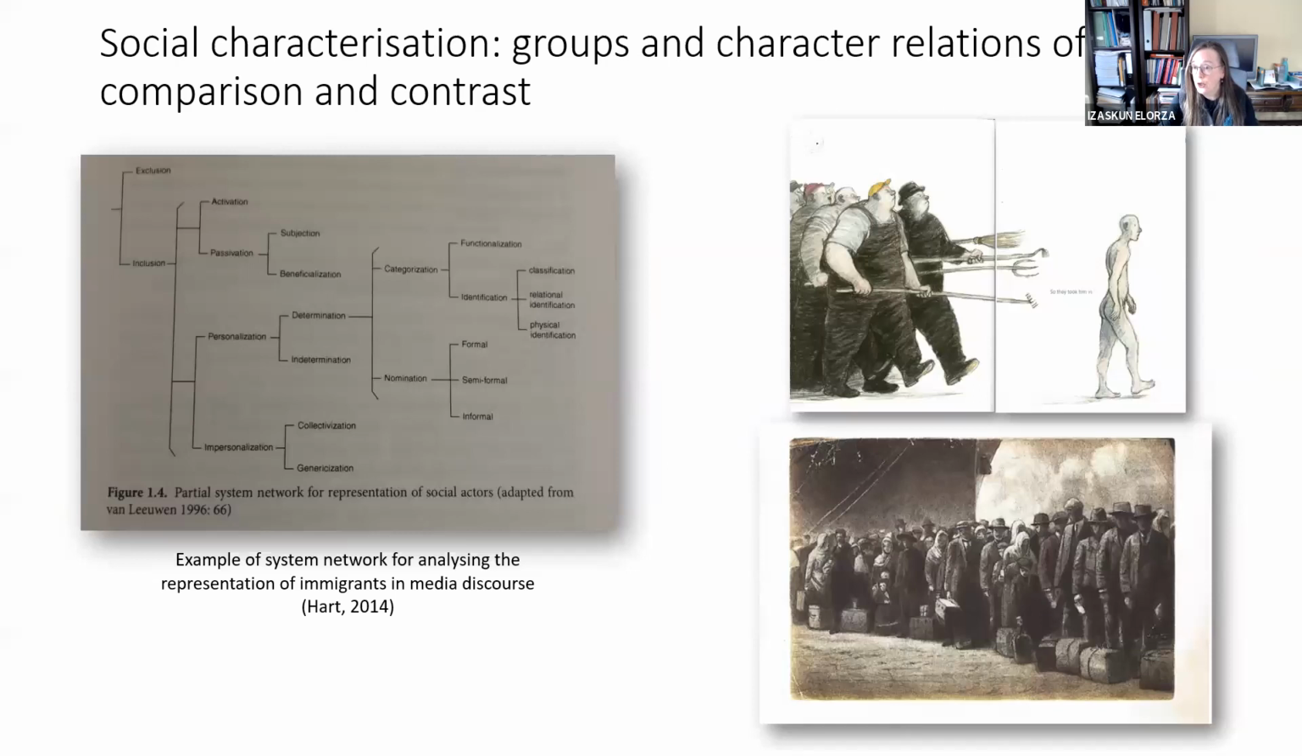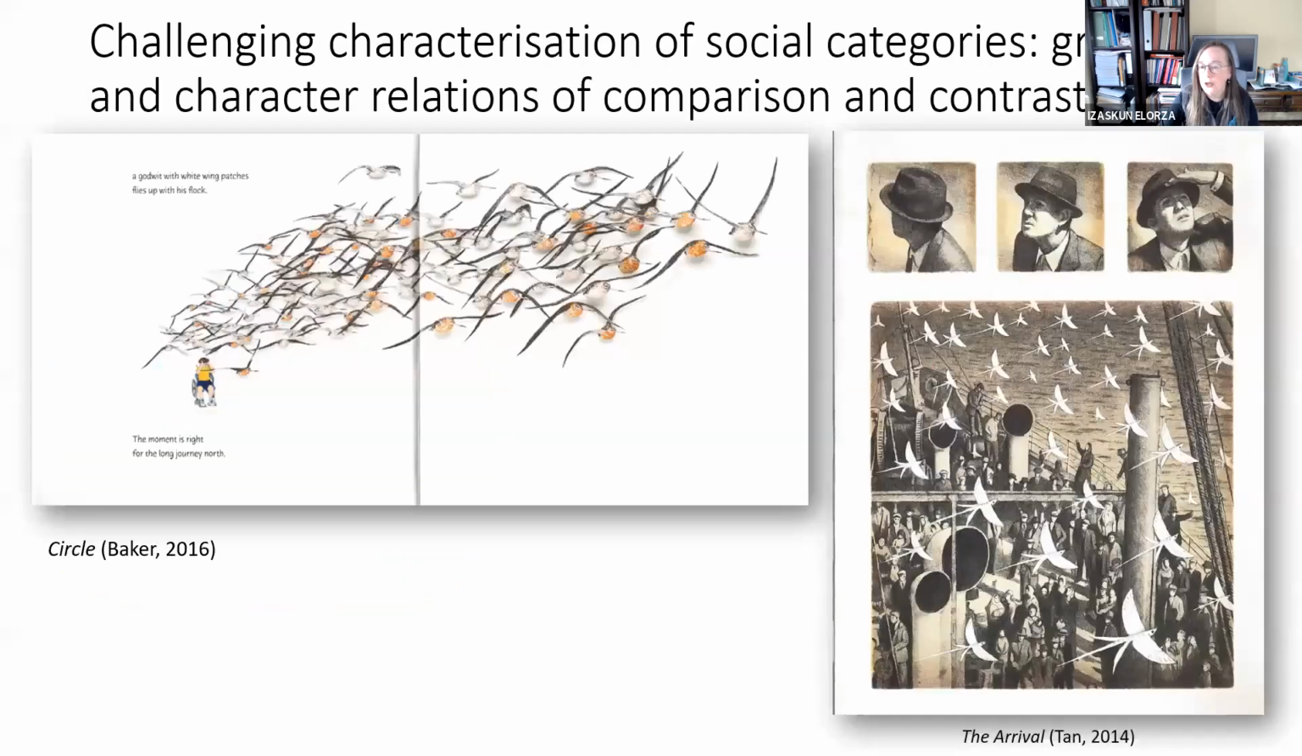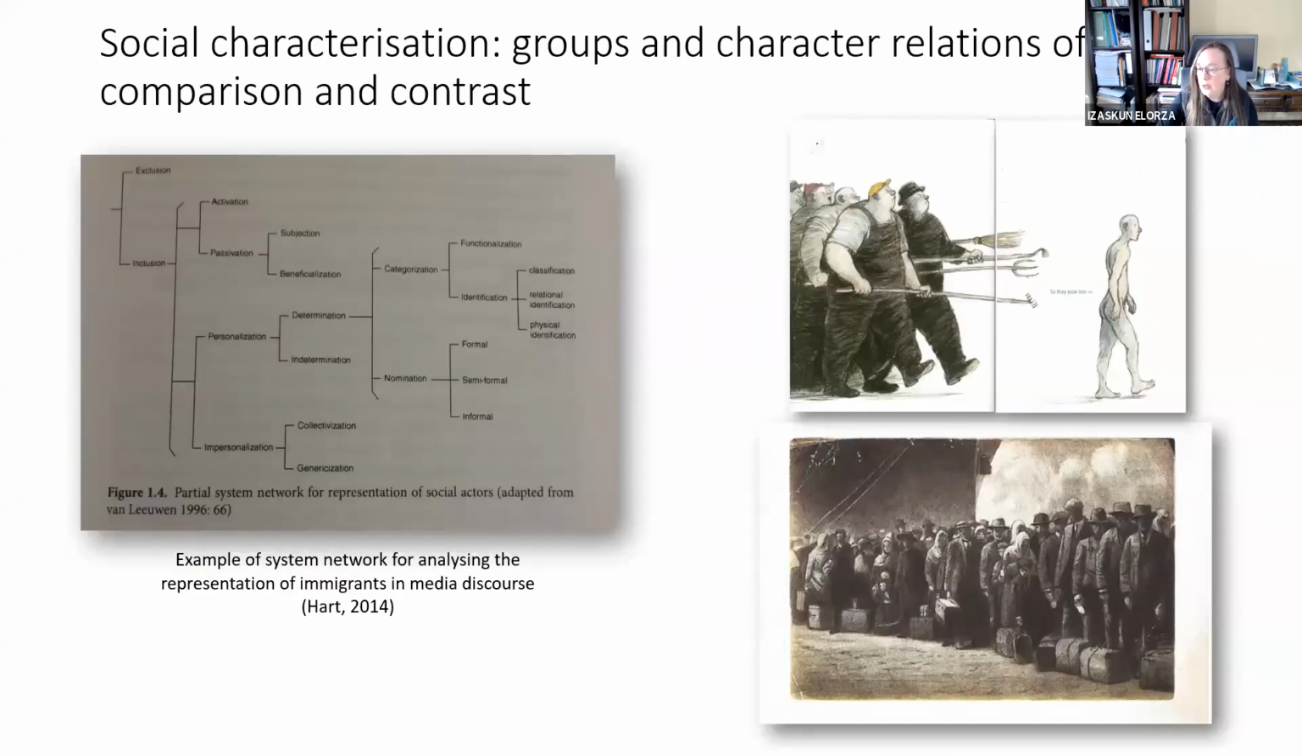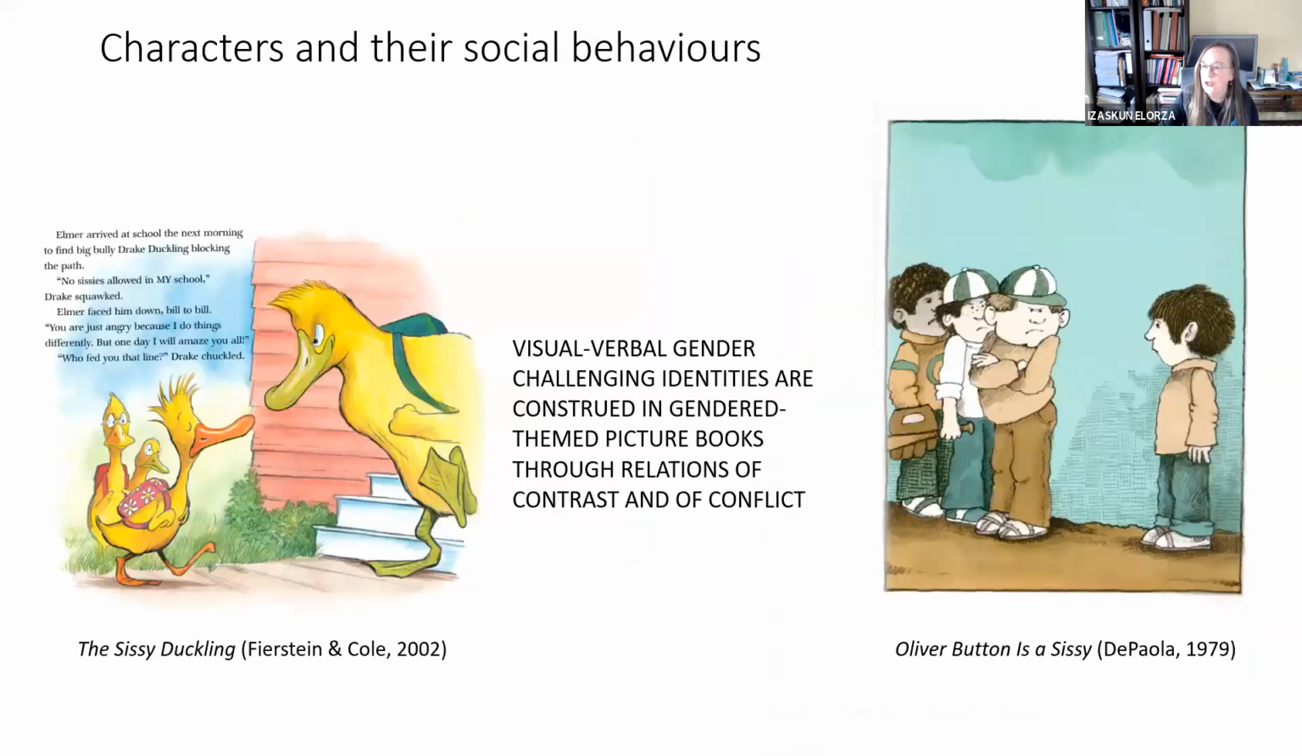In terms of migration, we are still looking into that. But we have the work carried out by Van Leeuwen years ago on the analysis of social actors. For instance, Chris Hart has used that for analyzing migration in the press, in media discourse. We are still seeing how this is happening in picture books in particular, whether they are constructed as flocks of birds, maybe, as in here, or in a different way, like in terms of conflict, as in gender challenging gender identities books as well.